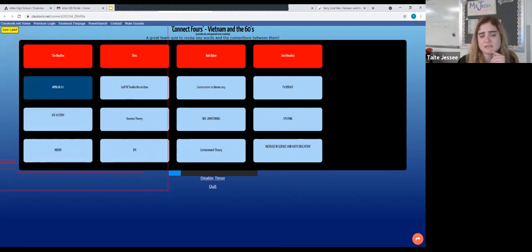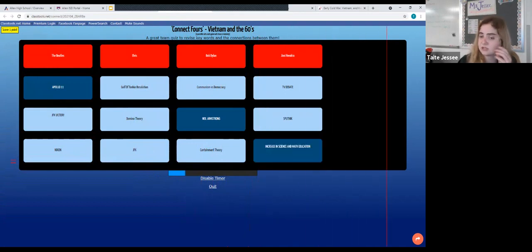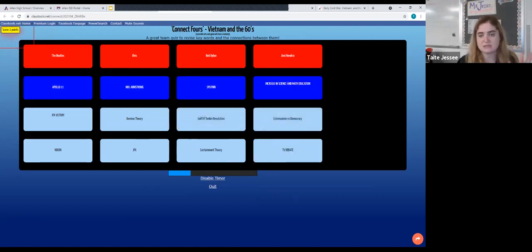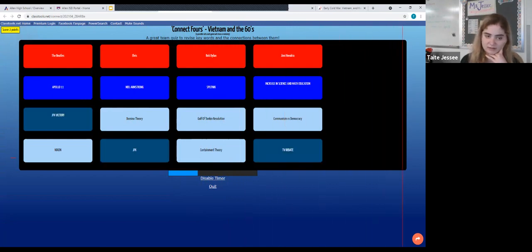See, Apollo 11 is a space race. Neil Armstrong is an astronaut. Increase in science and education also had to do with the space race. And then let's see, what else could go with the space race? Let's go with Sputnik. Those are my first 2 categories of 4. And then I would take some time to organize the other ones into groups of 4. And I'm going to go ahead and do that very quickly.